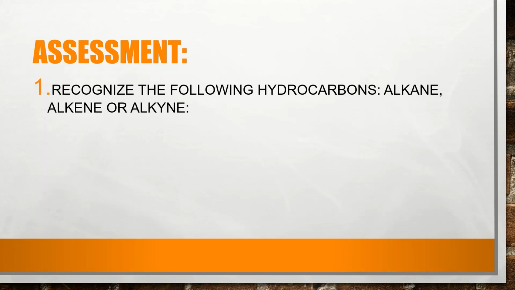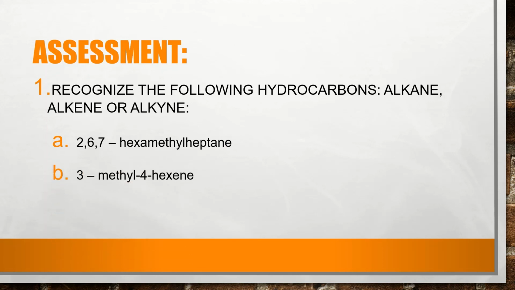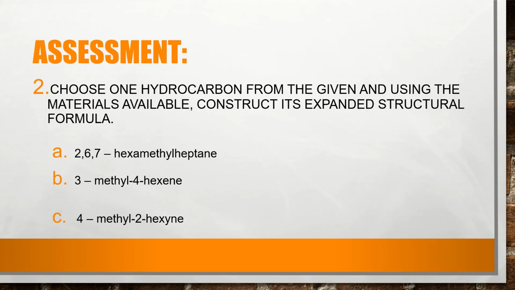Number 1. Recognize the following hydrocarbons: alkane, alkene, or alkyne. Letter A, 2,6,7-hexamethylheptane. B, 3-methyl-4-hexene. C, 4-methyl-2-hexyne. Number 2. Choose one hydrocarbon from the given and, using the materials available, construct its expanded structural formula.